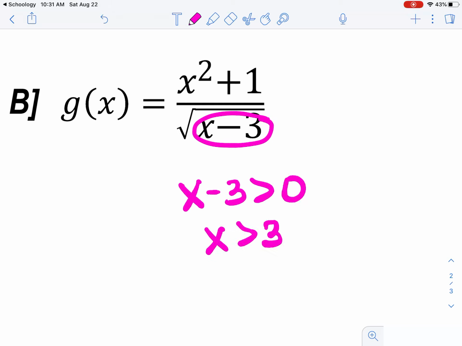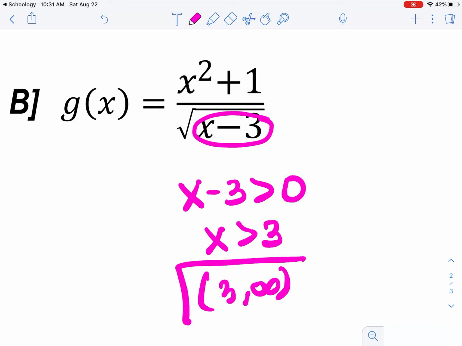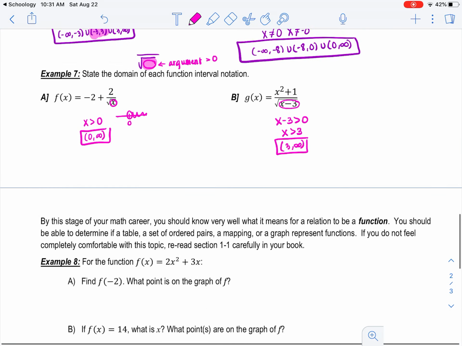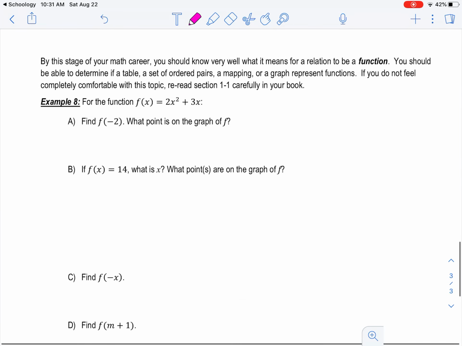X has to be greater than 3. Writing that in interval notation, 3 to infinity. If you're still drawing, there's no problem with that, like if you're still doing a sketch to help you. Okay? Okay, last section here.